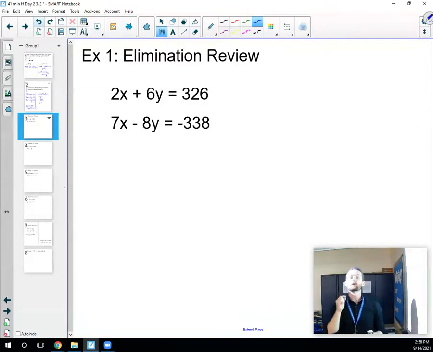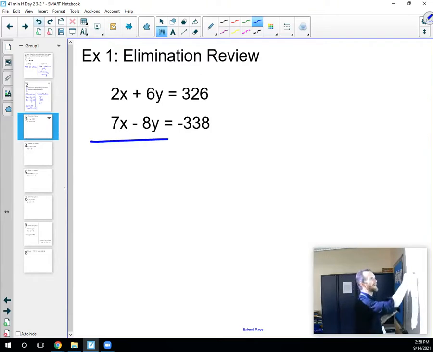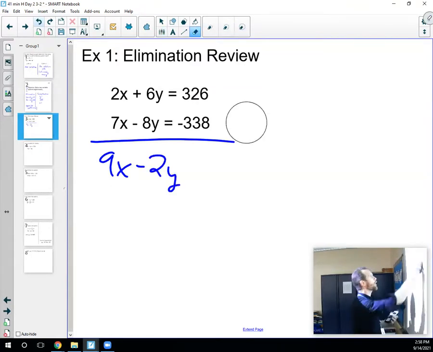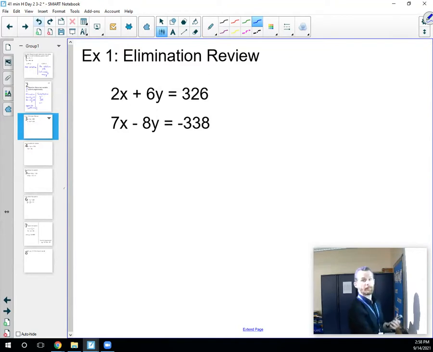But before we can combine them, we have to make sure something is actually going to eliminate. Is something going to cancel out? Because if I just add these two together right now, nothing's going to cancel out. We're going to end up with a 9x and a negative 2y. That doesn't help us. We need to have only one variable by the time our elimination step is finished.